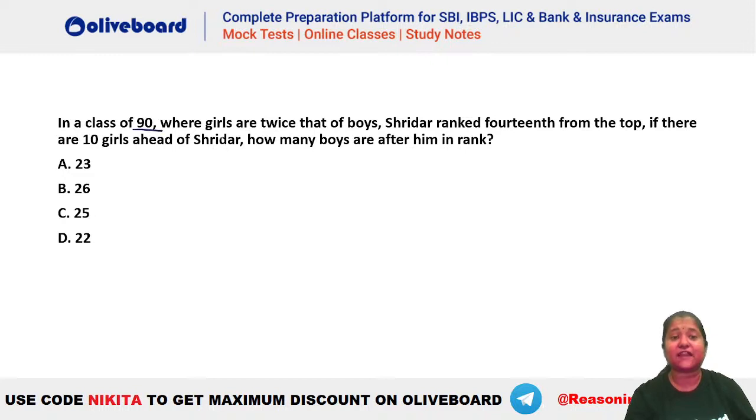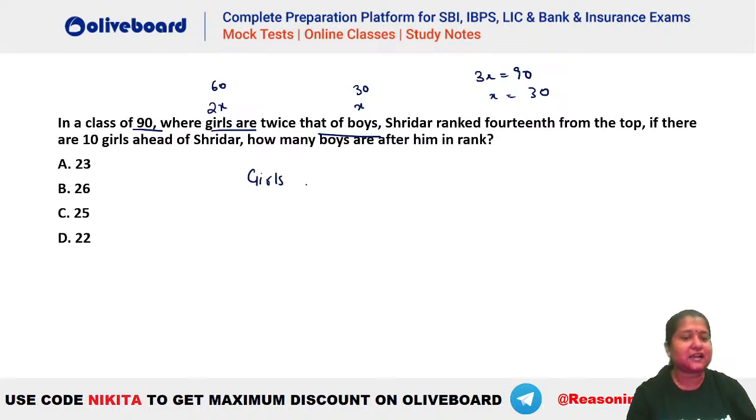So in a class of 90 where girls are twice as that of boys, मतलब अगर boys x है तो girls 2x है, right? So that means 3x is equal to 90. तो ratio का question है, we know x is equal to 30. मतलब आपके girls कितने, boys कितने हैं? That is 30 boys. So there are 60 girls, right? So we can understand that girls are how many? 60. Boys are how many? 30, right? ये तो बहुत easy है, कुछ problem नहीं है. आगे देखो क्या दे रखा है.